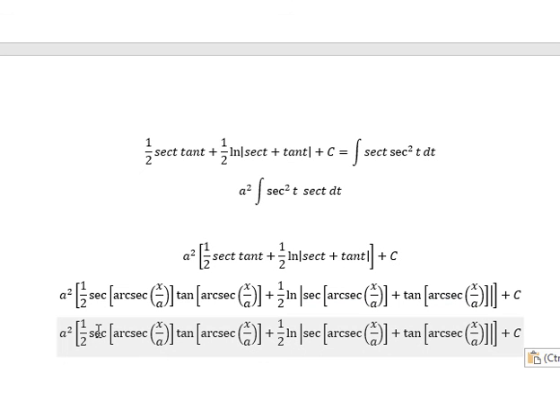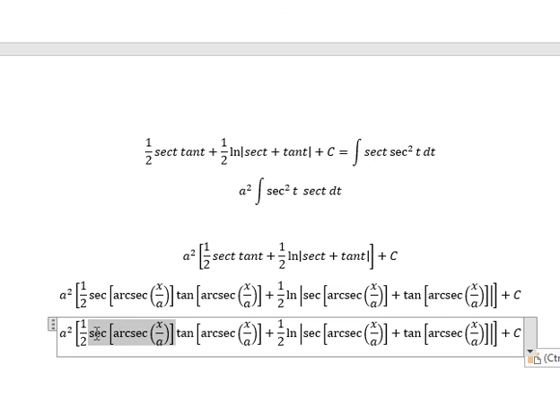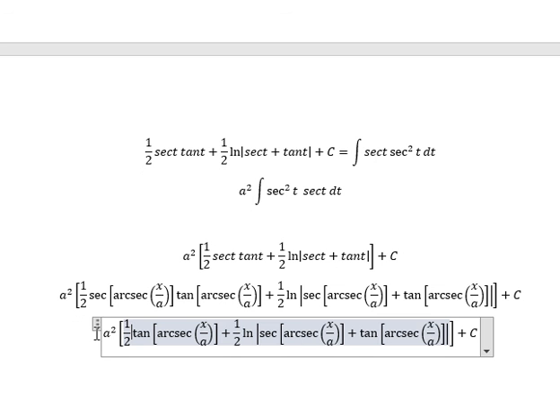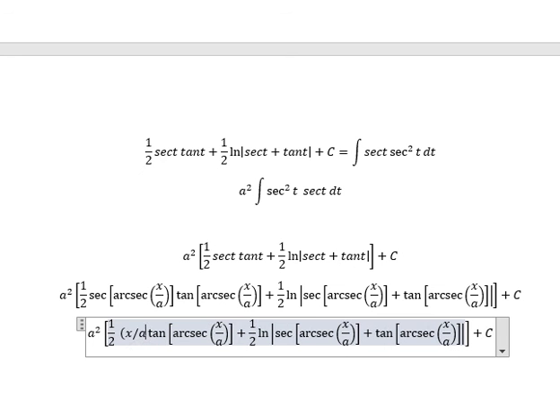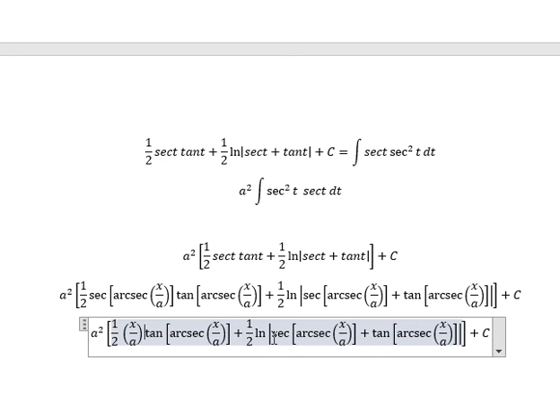So we know that secant with arcsecant, you got s over a. Similar for this one.